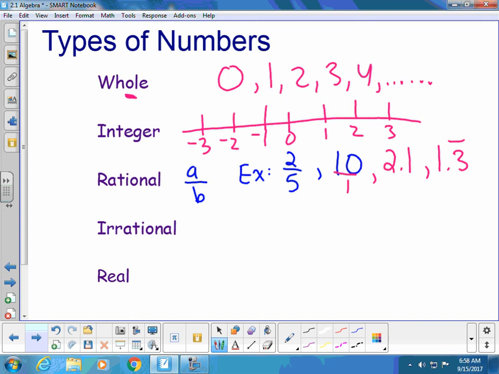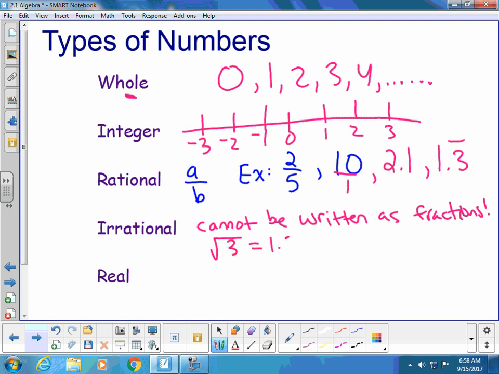Now, where you get into irrationals are things that cannot be written as fractions. And those are decimals that are really, really messy. They go on forever. They have no pattern to them. So a good example of that would be the square root of any non-perfect square. Go ahead in your calculator and try to square root 3.